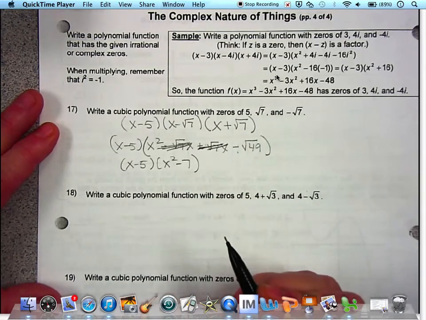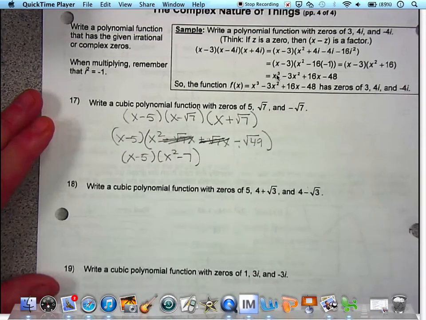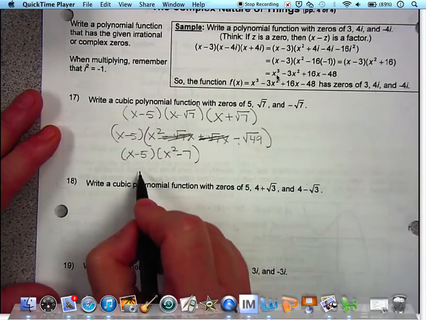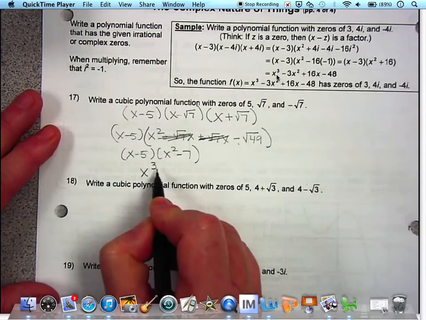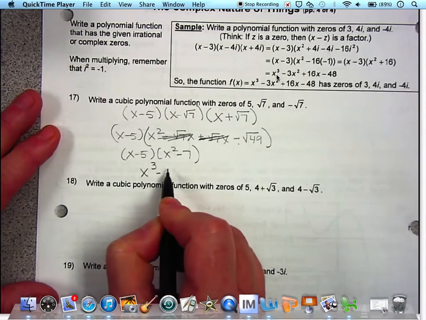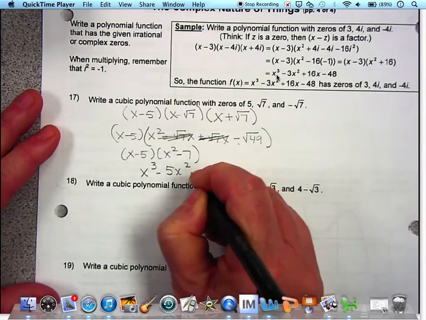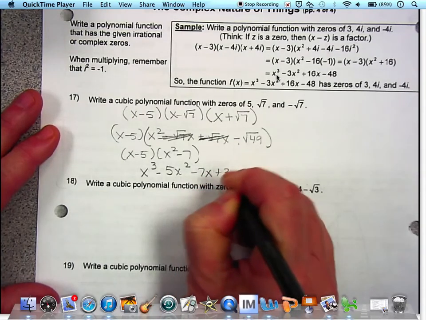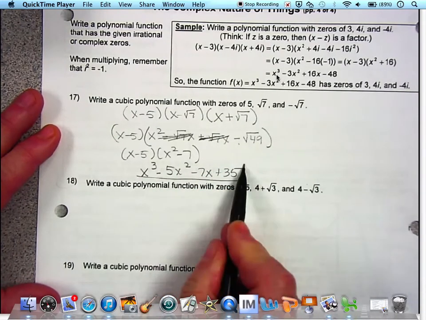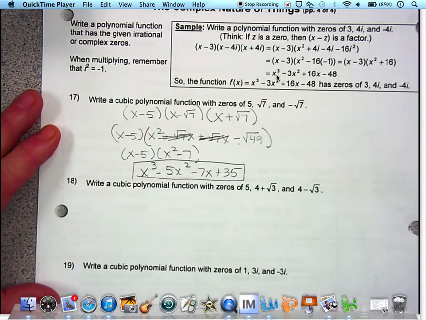Then we just multiply that by x minus 5. Not so bad. So x to the third minus 5x squared minus 7x plus 35. Is that the answer? That is. Beautiful.